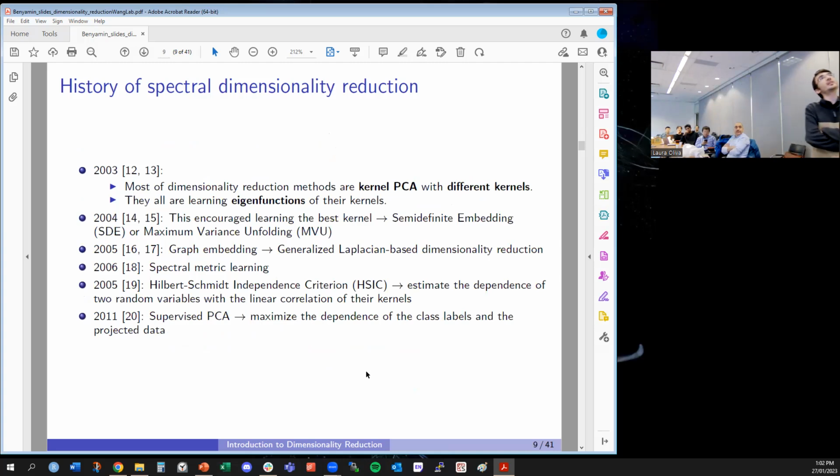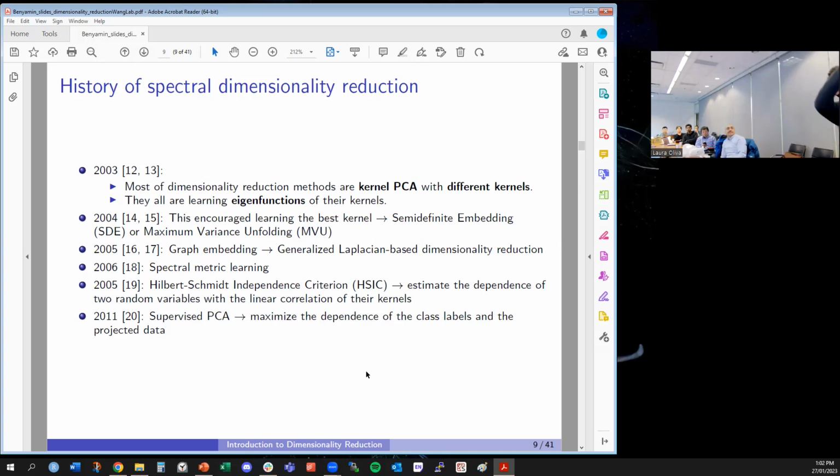So in 2003, that was interesting. Bengio and colleagues wrote several papers, many of them technical reports you can see on the internet. They said, okay, all of the spectral methods that you have found so far are all the same thing. They are kernel PCA. They're just learning the eigenfunctions of the kernel. And that was some shock to the scientists. They said, okay, whatever, we are reproducing the same algorithm.